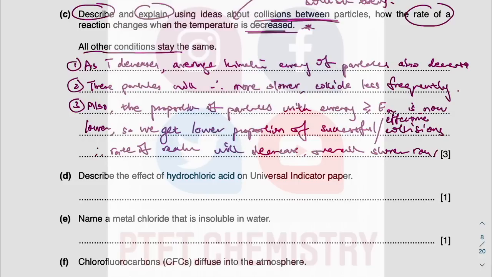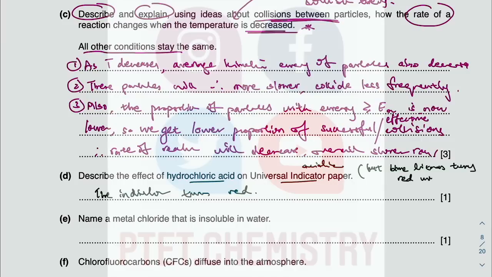Next bit, quite straightforward. How does universal indicator change when you have acidic conditions? The indicator will turn red. You should know that this is not litmus, but when you have an acid, blue litmus turns red. So the easy way to remember really is, even though this is not litmus, this indicator is still going to turn red, just like blue litmus will turn red when you have acid.